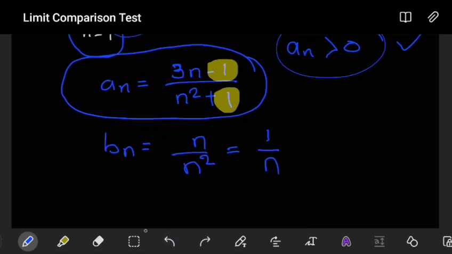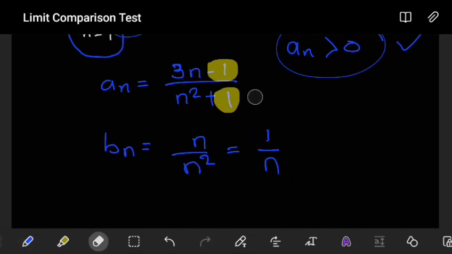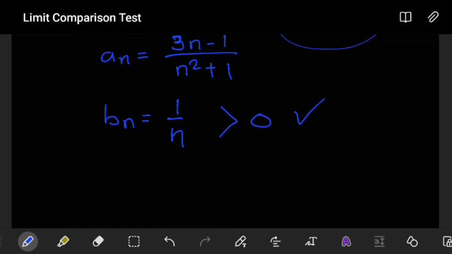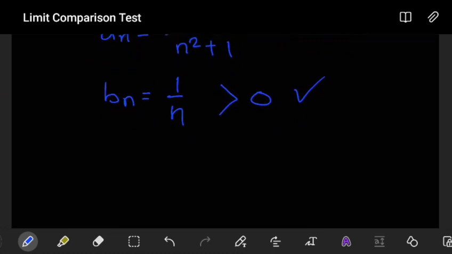So we just end up with this. So here, what we observe is that we have our two functions: an is that, and bn has reduced to just 1 over n. Once we have the two functions, you can tell here, of course, bn as well will always be greater than 0, regardless of what the value of n is. Okay, once that has been done, we then move on to the test itself.